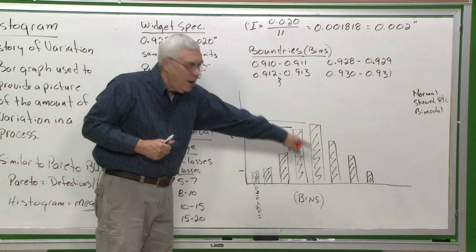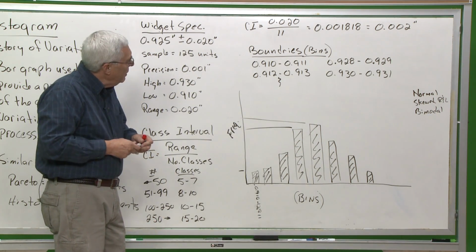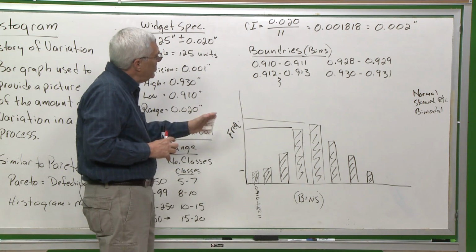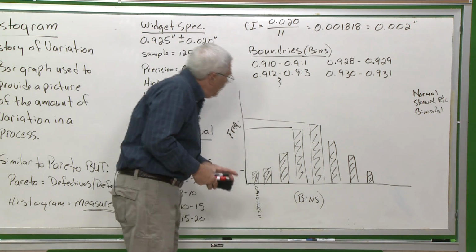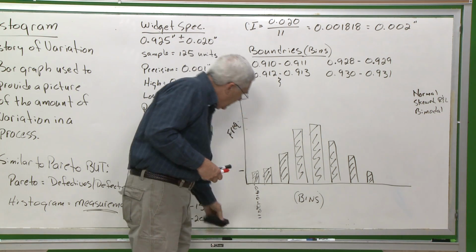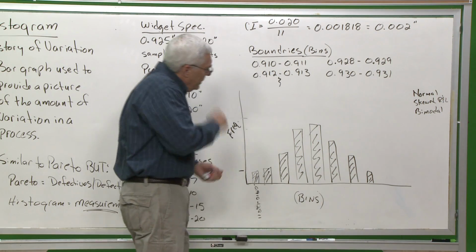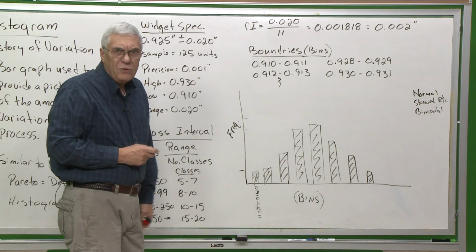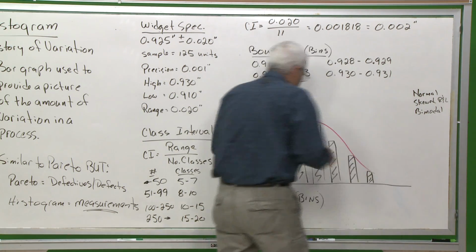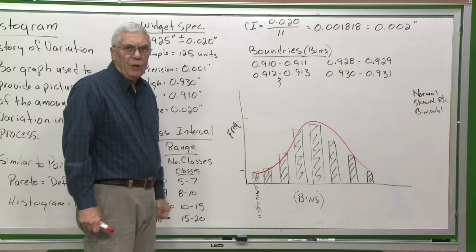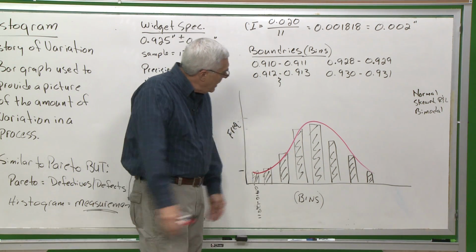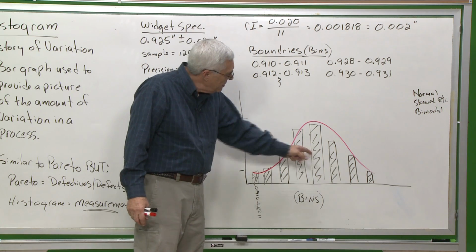And I create a bar chart, running the measurements from low to high. This gives me a picture of the variation that resides within the process. Now, what I will commonly do with this is fit a line to it, a best fit line. That's called a distribution curve. In essence, it shows how the variation distributes, and you can see how it distributes around the mean here.